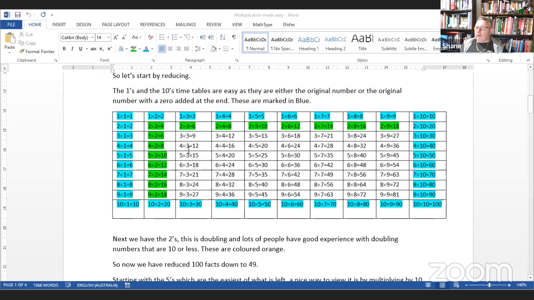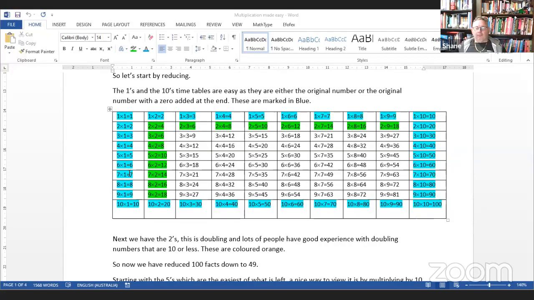And if you look at what's not colored in now, we've gone down from 100 facts that you have to remember to just 49. And then you can take out 1, 2, 3, 4, 5, 6, 7 more because they're those 5 times tables. So we're now down to 42 facts.